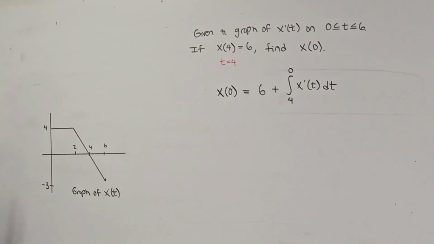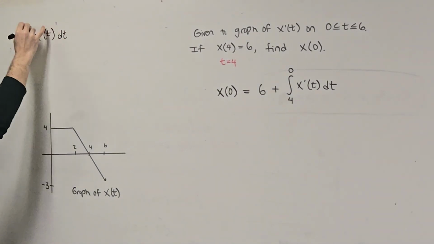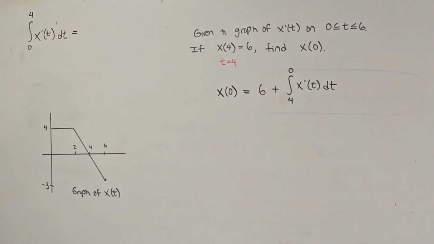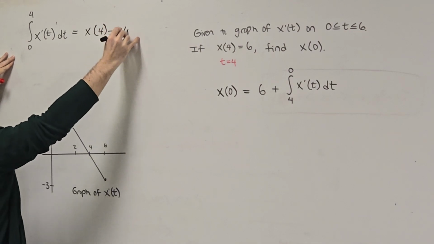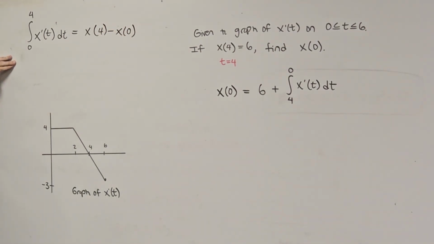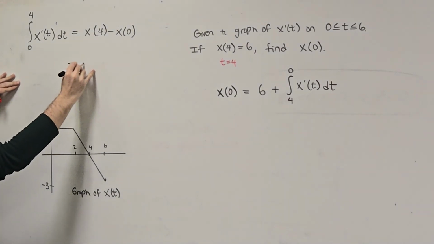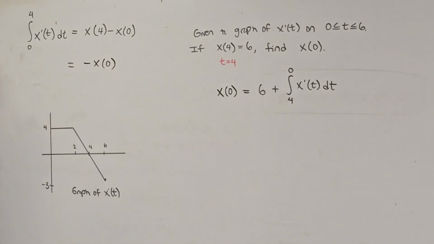If we're not fully convinced there, then you could say the integral of x prime of t from 0 to 4. Thinking back to Calc 1, isn't that then the fundamental theorem of calculus, x of 4 minus x of 0? So if I want to solve for x of 0, I can subtract the x of 4 from both sides.